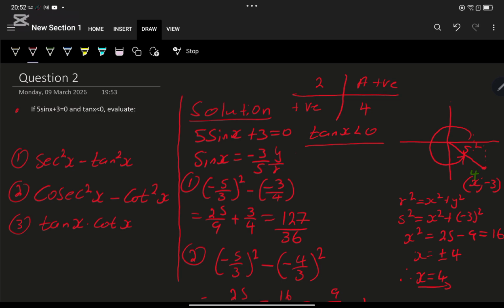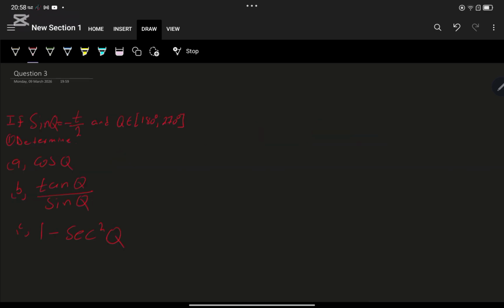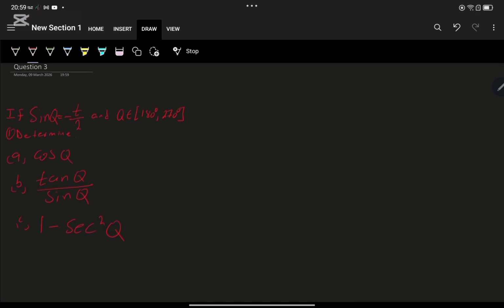Let us look at the last question, which involves variables. It reads as follows. If sine q is equals to -t/2 and angle q is the element of 180 degrees and 270 degrees, determine the value of cos q, tan q over sine q, 1 minus sec squared q. So the approach is the same. We've got to draw the angle q at standard position.